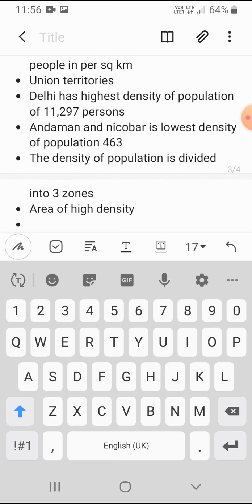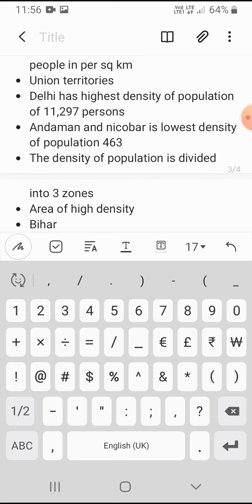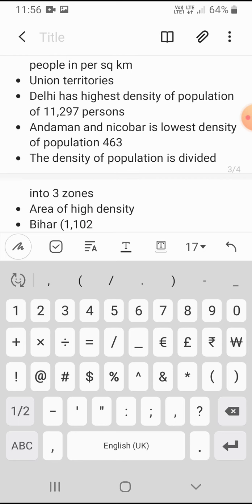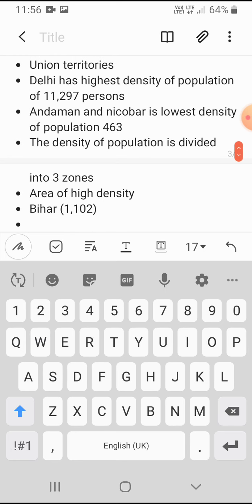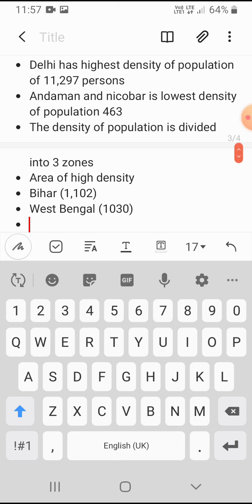The first is Bihar. In Bihar the density is high: 1102 people live per square kilometer. So Bihar is the highest area of high density. Next is West Bengal. They may not ask all this in the exam, but in West Bengal there are 1030 people per square kilometer.